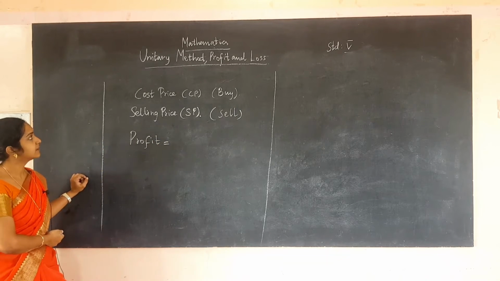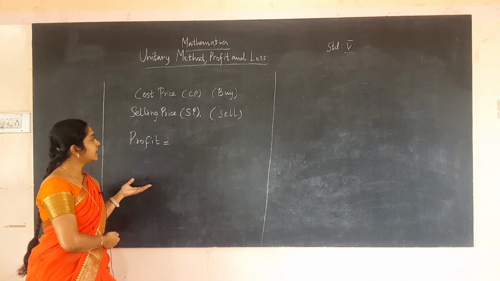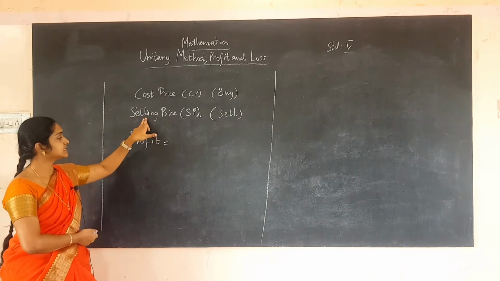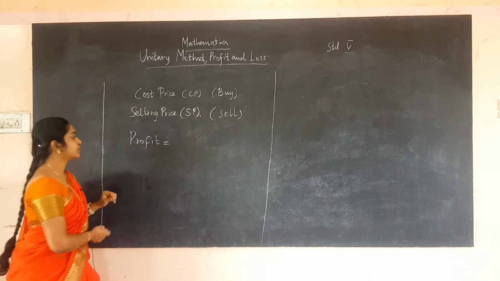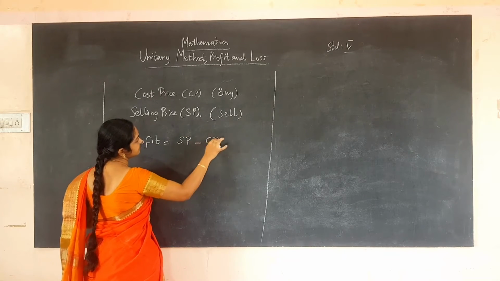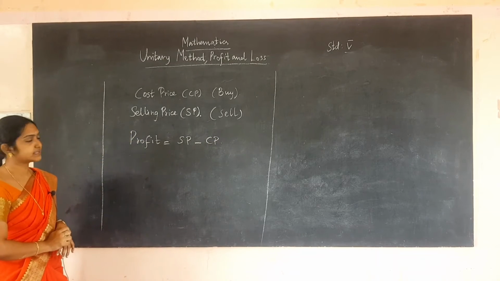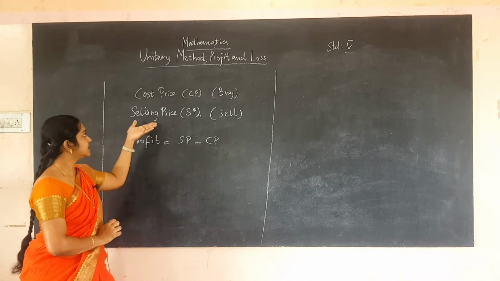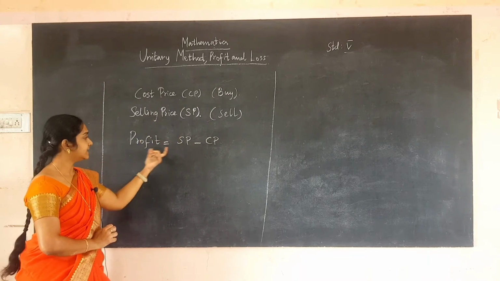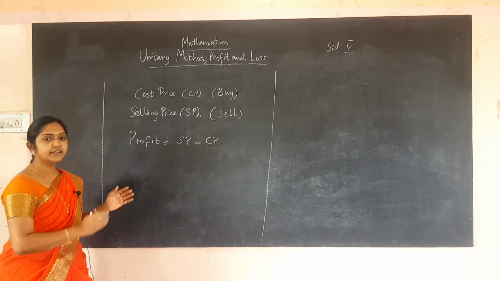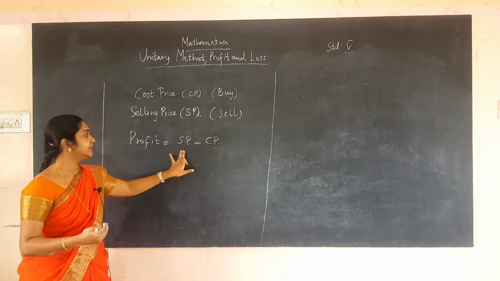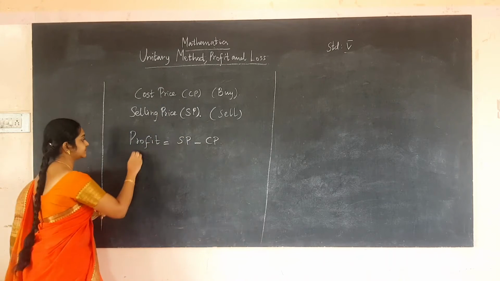Profit means if we are increasing the amount of selling price than cost price, we will get profit. So, profit is selling price minus cost price. The selling price will be greater than the cost price and that difference will be the profit. We will increase the amount of selling price than cost price and the difference will be the profit for us.